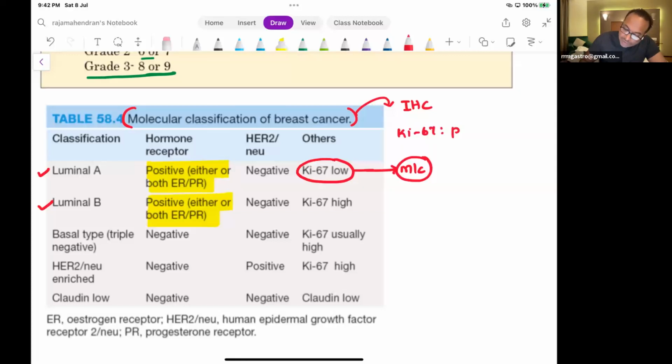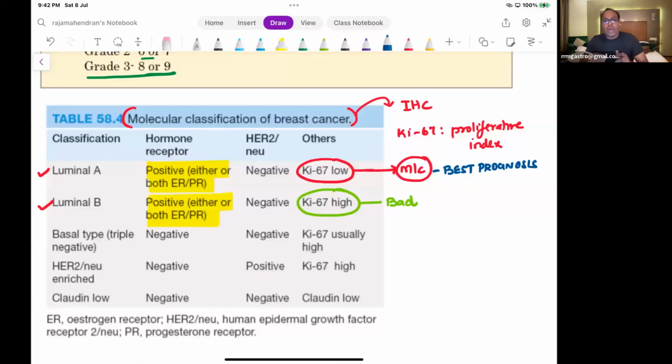Ki67 is a proliferation index, a growth index. How big the cancer will grow is decided by this Ki67. High Ki67 is bad prognosis. Low Ki67 is good prognosis. Therefore, luminal A has the best prognosis of all the cancers. Luminal A is the most common type and it has the best prognosis.